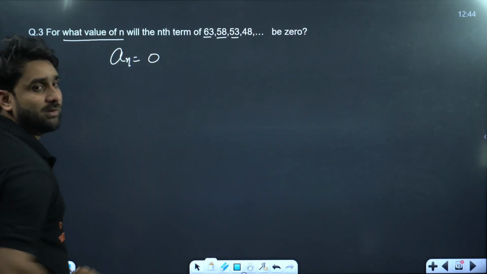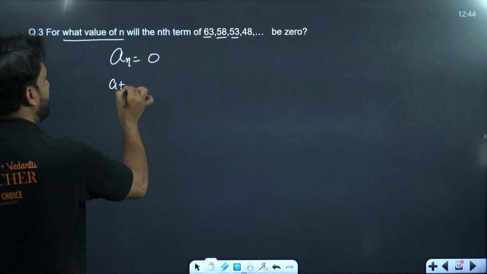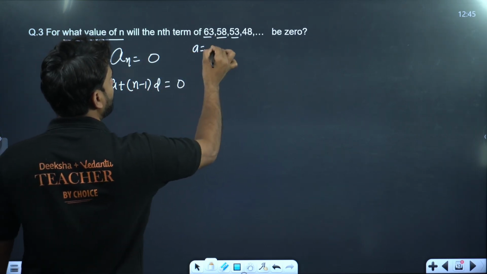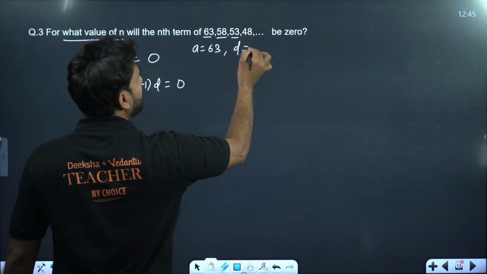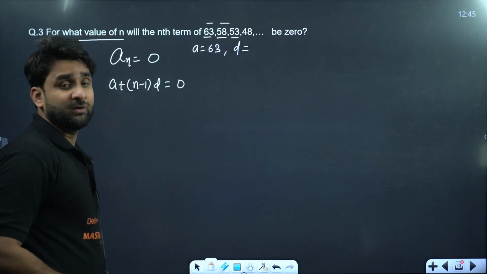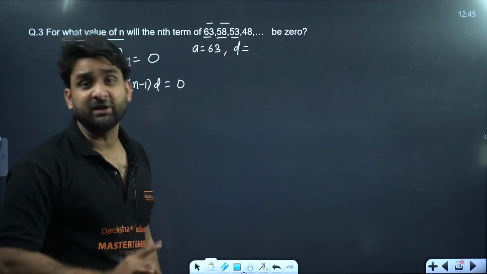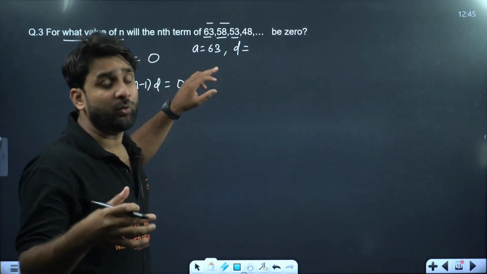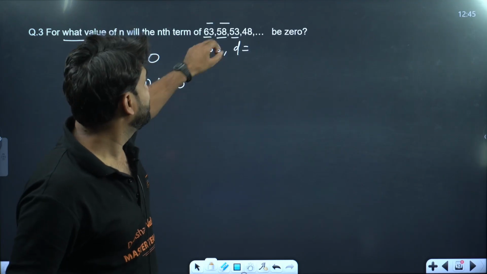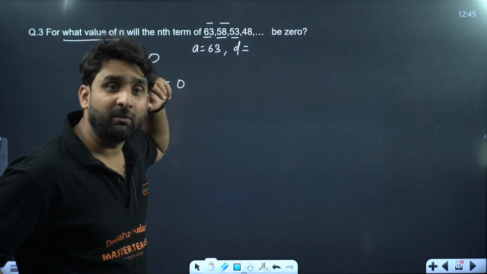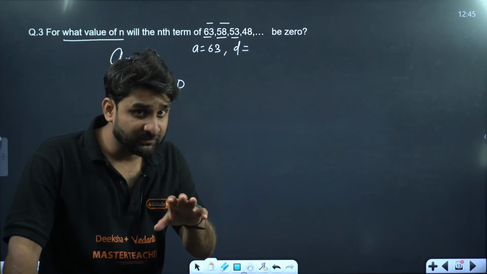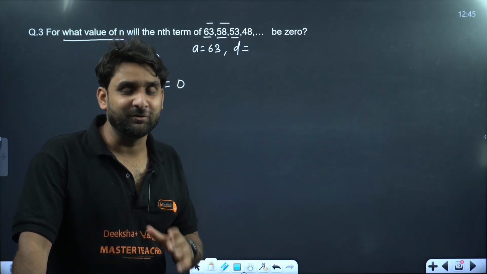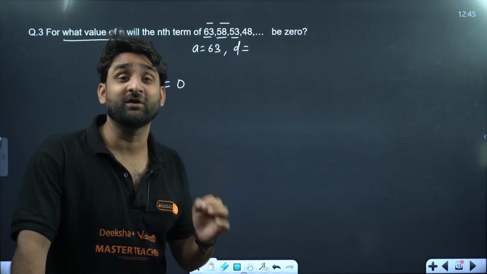So we can write the nth term is equal to 0. We have the formula: a plus n minus 1 into d will be 0. Where is a? A is 63. Where is d? D is 58 minus 63. Don't subtract according to your convenience. No, follow the arithmetic rule. Some students will think 63 is the greater number, 58 is the smaller number, so subtract 58 from 63. Don't do this. Don't apply your own rule in mathematics according to your comfort. Follow the maths rule, follow the arithmetic progression principles.